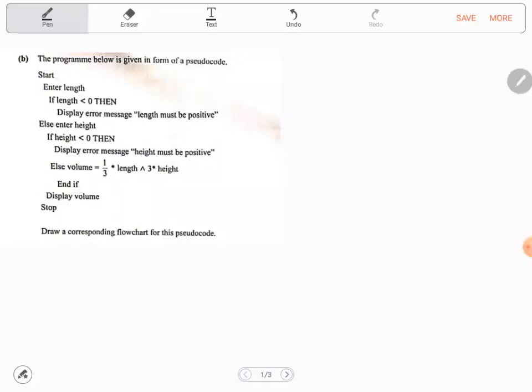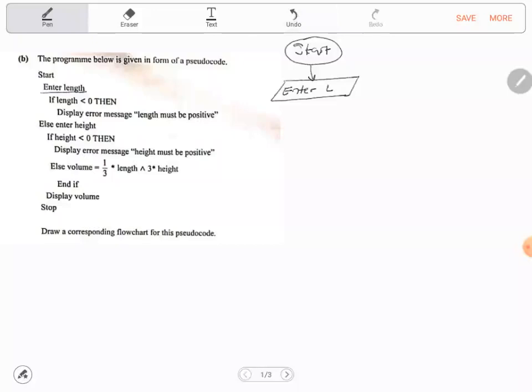Now they are saying start. So start, you know, the circle that is the one that we need to use here. So we're going to say start. We write start inside. Then the second one says enter length. So under enter, we're going to use a parallelogram. So use a parallelogram. Says enter length. Sorry. Let me just say enter L as length.